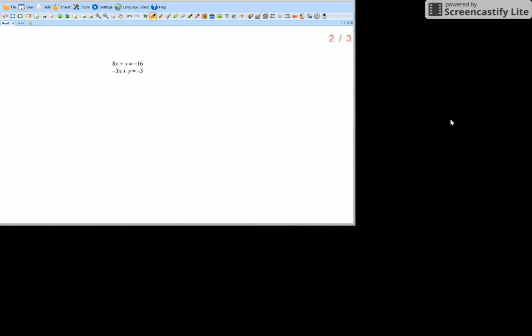The next example we'll look at is one where we have to multiply one of the equations by a number. First, we look for a relationship that could be easy to multiply and get rid of a variable. Here we see a y and a y. That would be easy to get rid of. So we're going to multiply either equation, and we'll just choose the top equation, by -1.